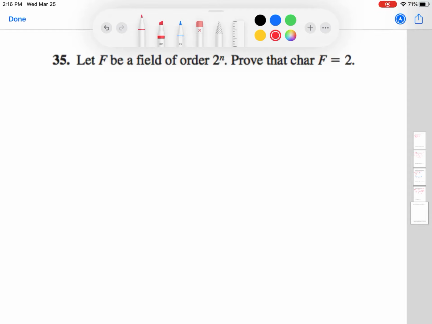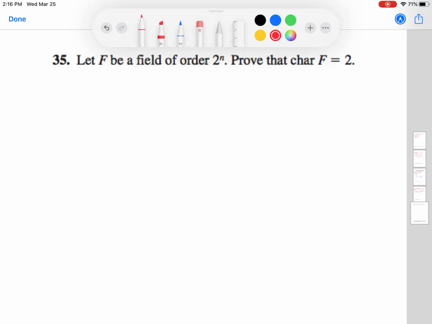Alrighty, let's play with some fields and let's play with some characteristics. As we start this, it might be helpful to remind ourselves of some definitions and theorems that are useful here. A field is a ring with unity, and every non-zero element is a unit. Remember that all fields are integral domains. Units are elements that have multiplicative inverses. And the characteristic is the least positive integer n such that nx equals 0 for all x in R.